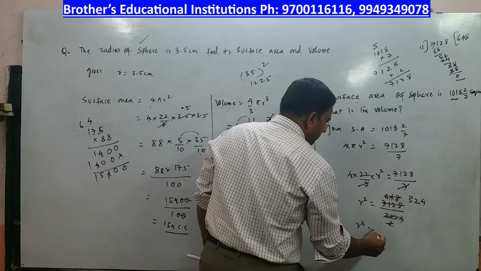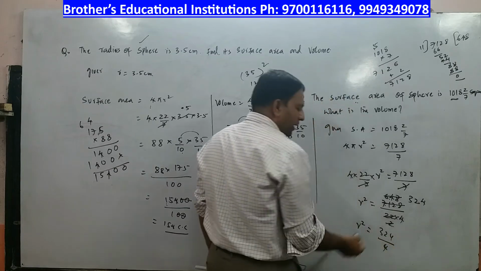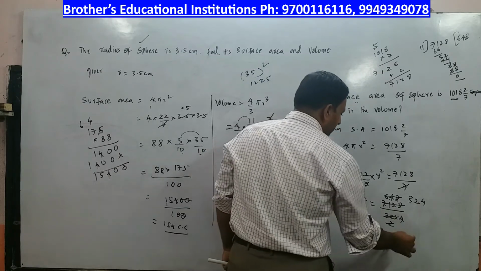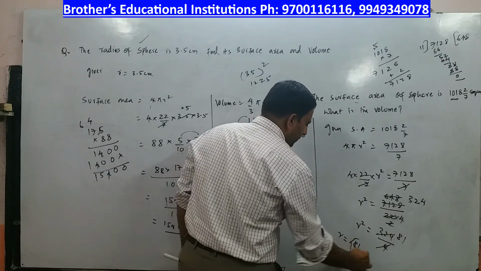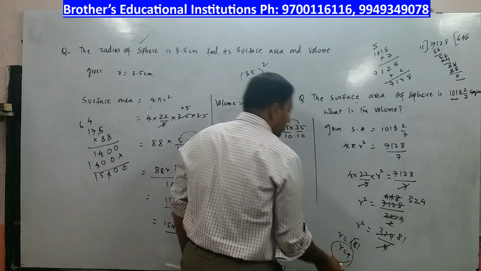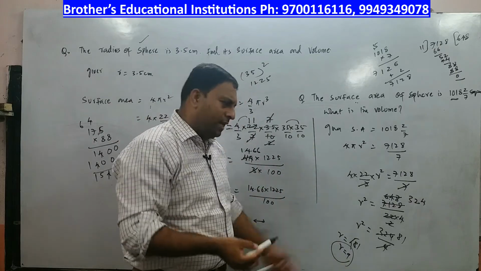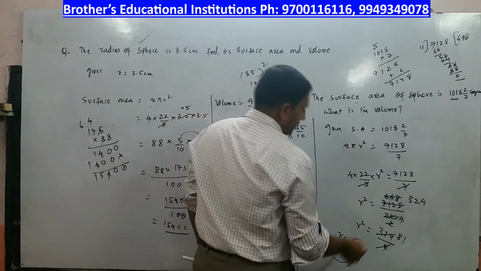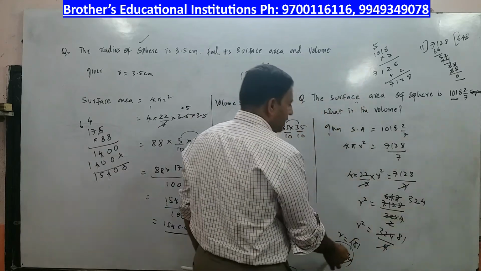Now you write r square is equal to 324 divided by 4. Now 324 divided by 4 is 81. So radius is equal to square root of 81. Radius is equal to how much? 9. You got the dimension of the sphere, the only dimension, that is radius. And how many what? It should be centimeters, because the area is in square centimeters. So you got the radius is 9 centimeters.